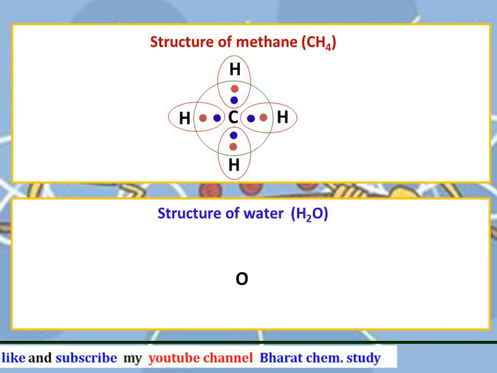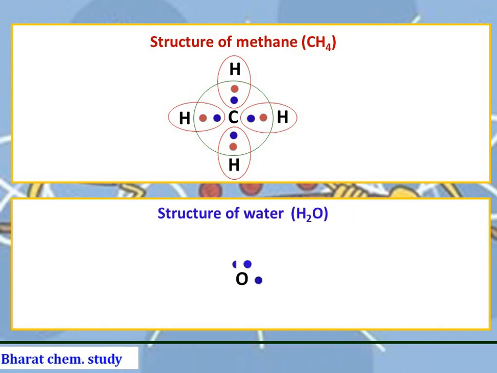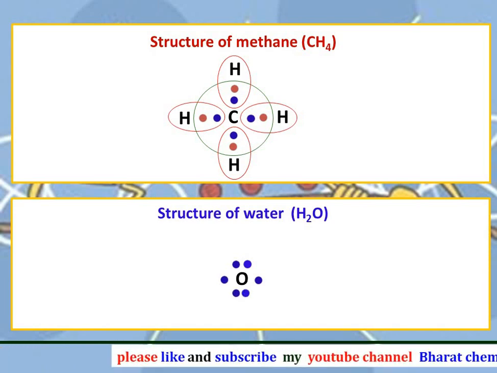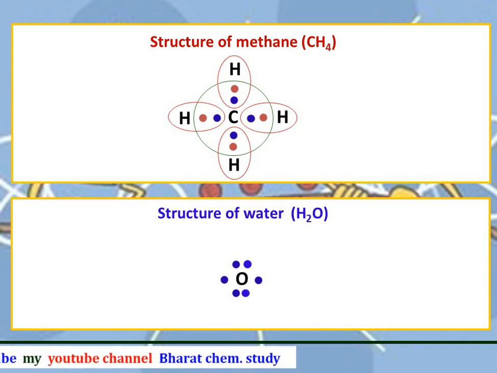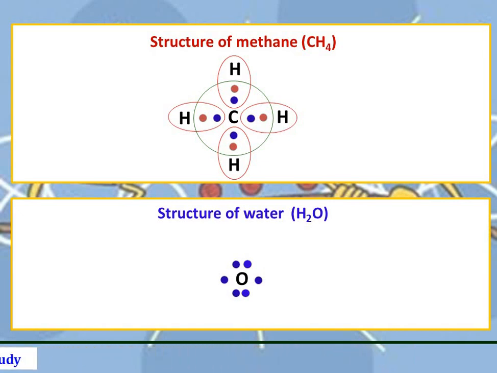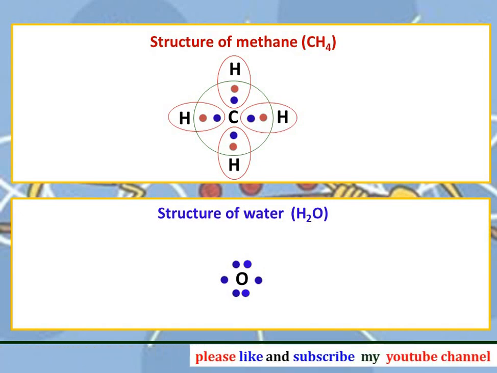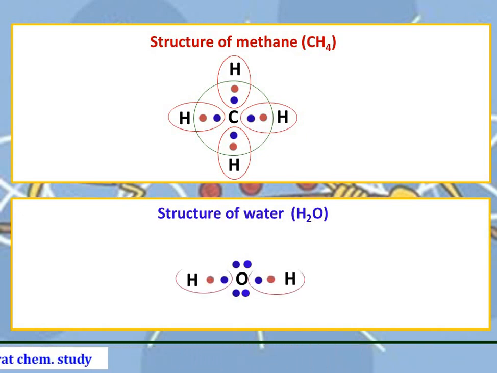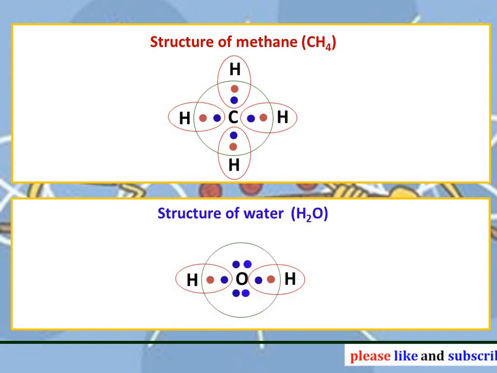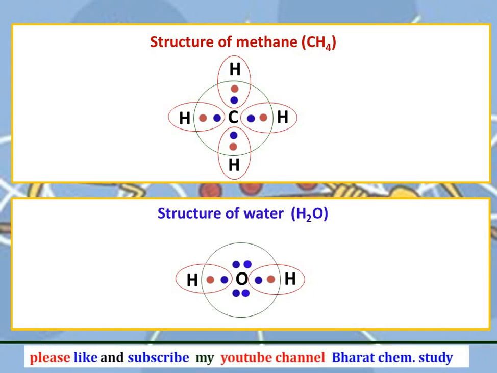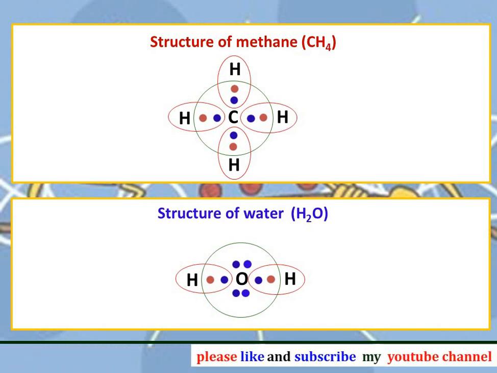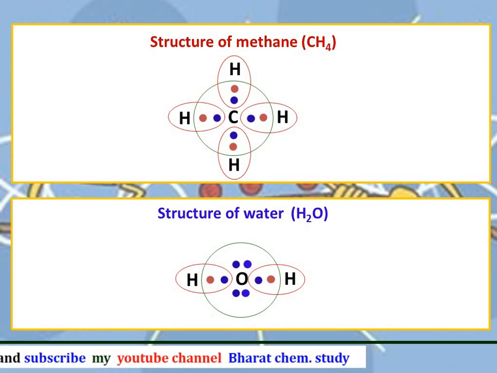So in the case of water, the oxygen atom has 6 valence electrons, and in water 2 hydrogen atoms are present, and each hydrogen atom has only 1 electron. So the hydrogen atoms share 1 electron each with the oxygen atom to form 2 bonds. And the structure of water can be represented like this, and this is called the electron dot structure of water. So here oxygen forms 2 bonds, but each hydrogen forms 1 bond.